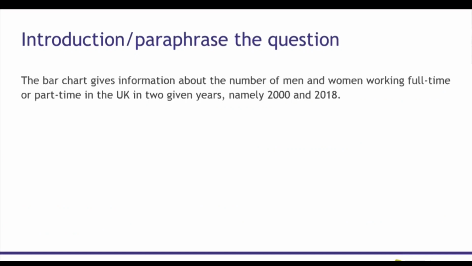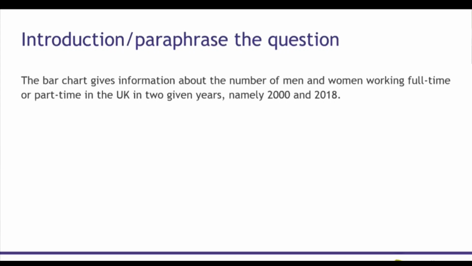Okay, we're going to have a look at one more example before we finish this class. So let's have a look at a different question, a completely different question. The bar chart gives information about the number of men and women working full-time or part-time in the UK in 2 given years, namely 2000 and 2018.